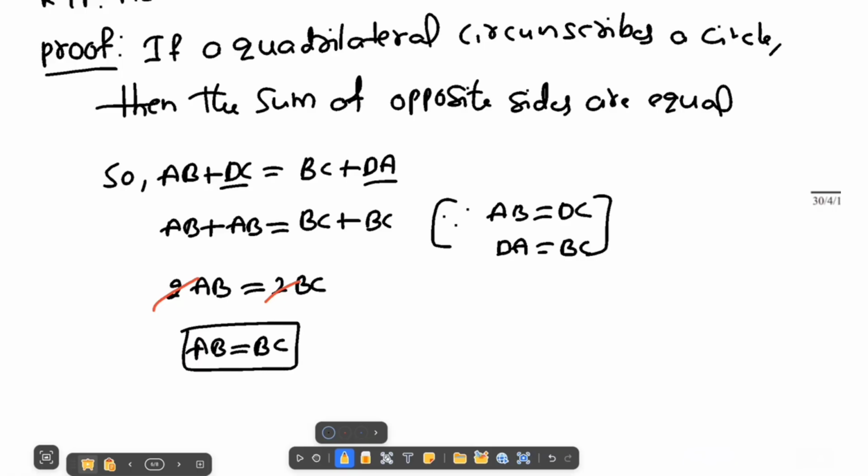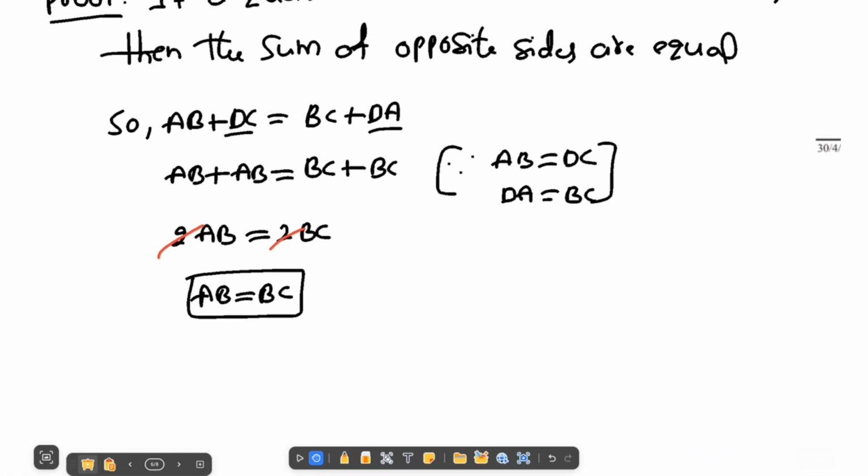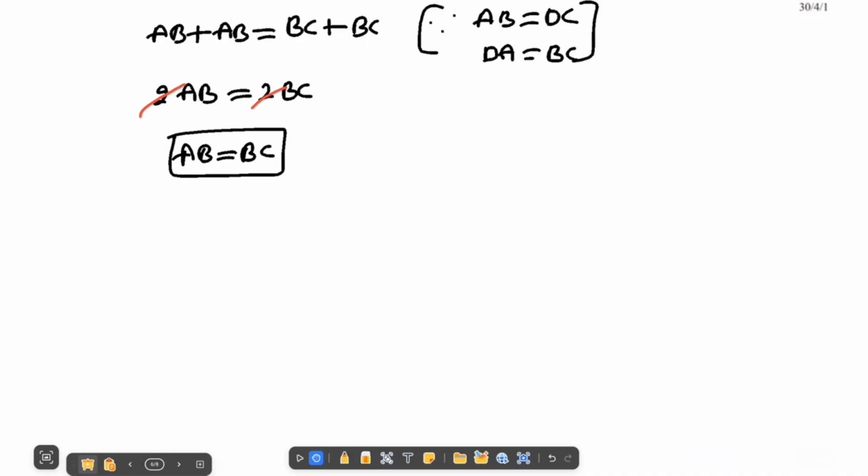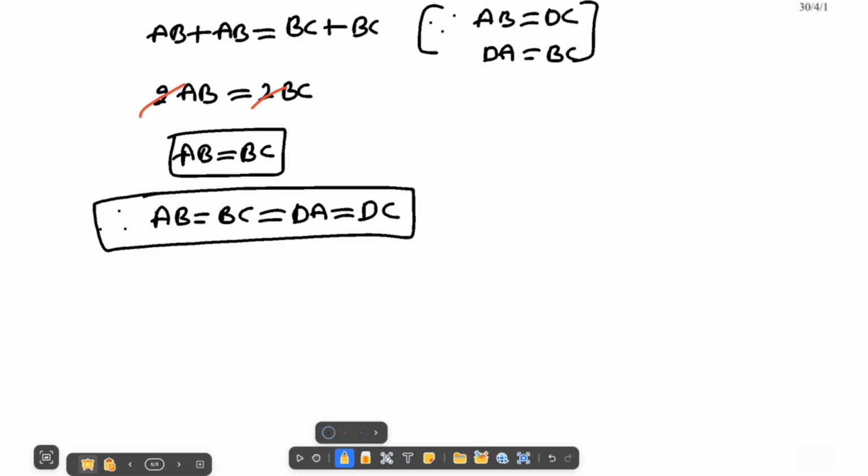That means the adjacent sides are equal in the rectangle. Therefore, when adjacent sides are equal, all sides will be equal. So AB equals BC, BC equals DA, and AB also equals CD. Therefore all sides are equal, and ABCD is a square. So when ABCD is a square, we have to find the perimeter, right?